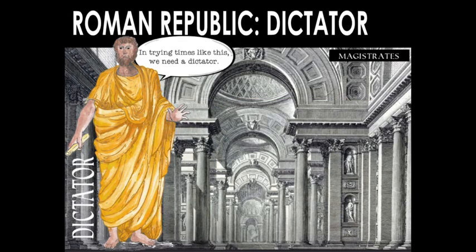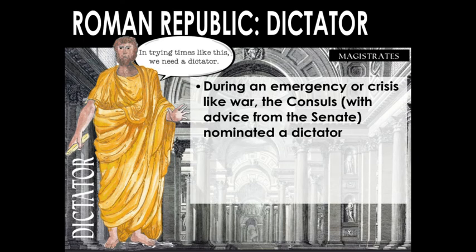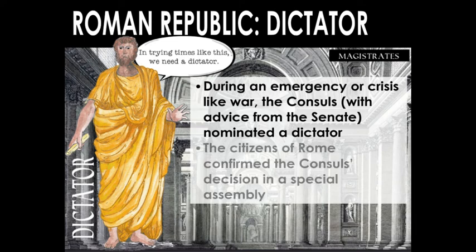In trying times like these, we need a dictator. Well, that did sometimes happen. During emergency or crisis like war, the consuls, with advice from the Senate, nominated a dictator. Decisions had to happen quickly. There was not time to go through all the steps of government. We needed someone who could make quick, informed, educated, correct decisions, and that would have been best served by a dictator. The citizens of Rome would then confirm the consul's decision in a special assembly. And remember, all the citizens could come together to the assembly.